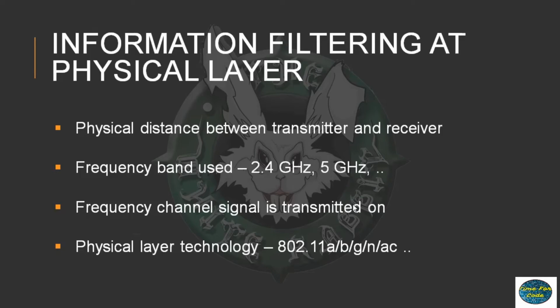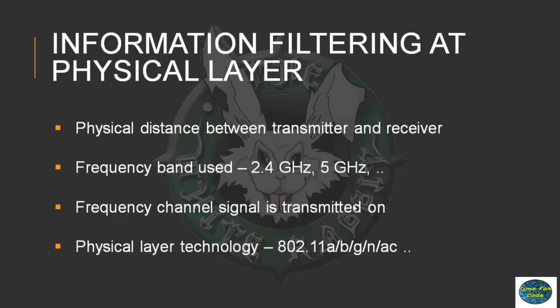Now, even if physical distance is not an issue, so you might be getting reasonably strong signals from an access point, you might be listening at a different frequency band from the transmission. So let's say you're listening at 2.4 gigahertz, it's transmitting at 5 gigahertz. You also don't hear what it's transmitting. So more frames get filtered out this way.